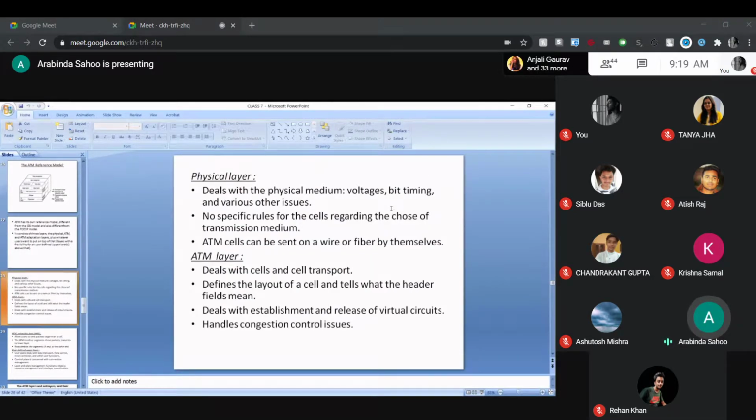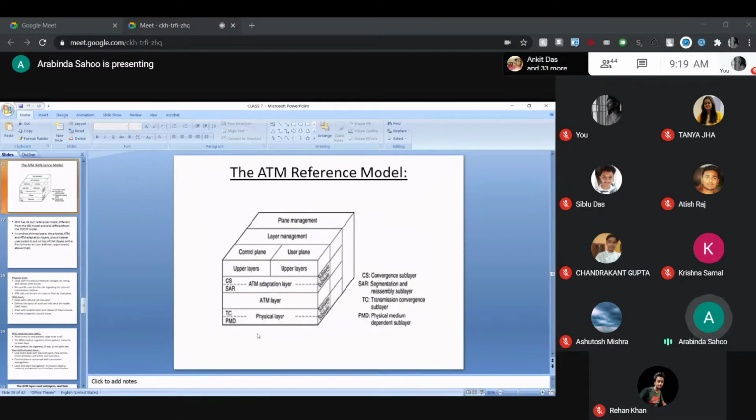So number one is your physical layer. If you compare with the diagram, the first one is your physical layer, and this physical layer is again divided into two sublayers: TC and PMD. TC stands for transmission convergence sublayer, and PMD stands for physical medium dependent sublayer. And the ATM adaptation layer is again divided into two sublayers. Number one is the convergence sublayer, and SAR is the segmentation and reassembly sublayer.